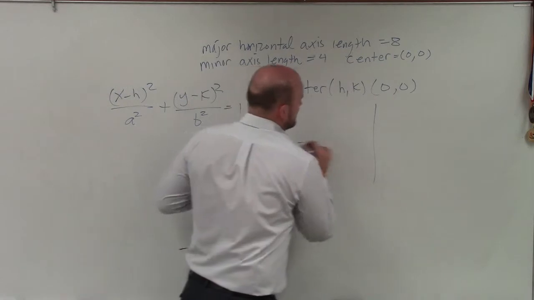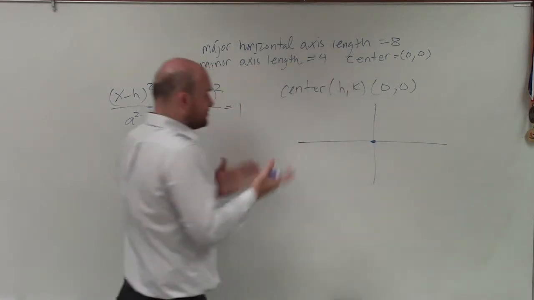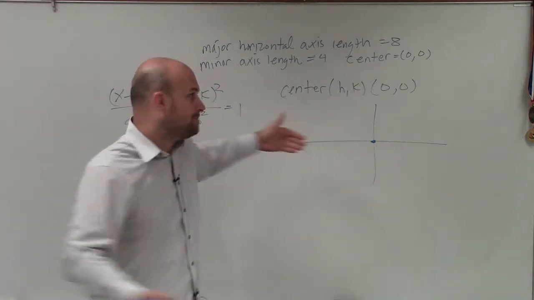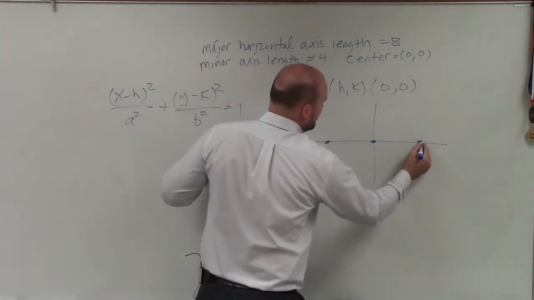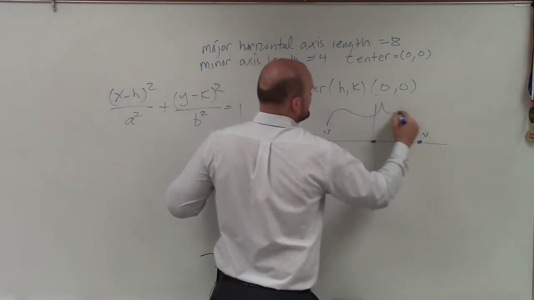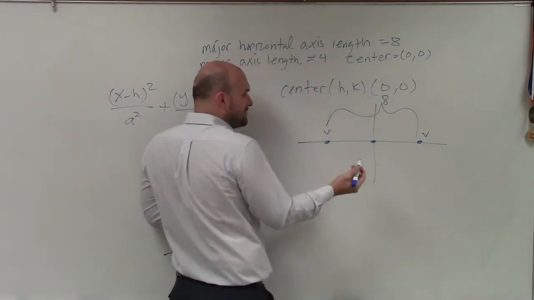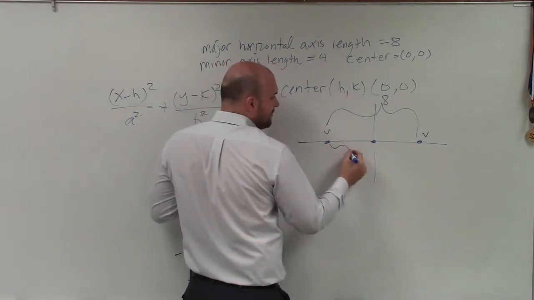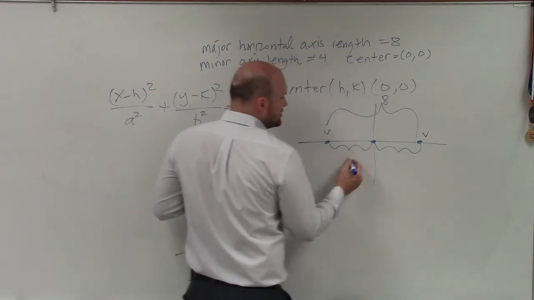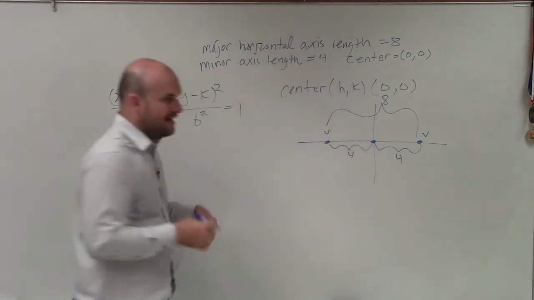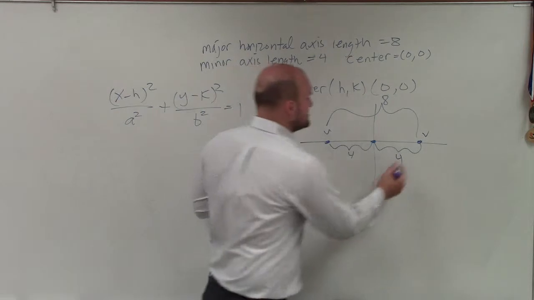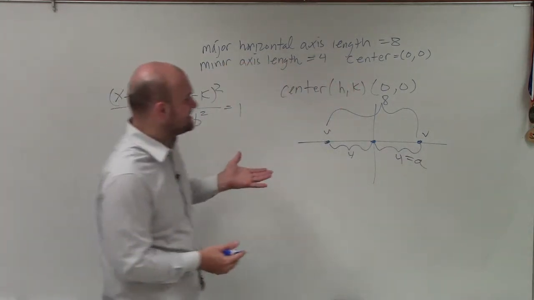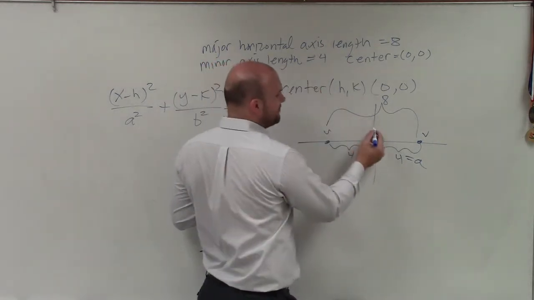And the other thing that's nice about this problem is, we know the center is at 0, 0. Now remember, the major axis length is 8. Well, that is from vertex to vertex, so this distance from here to here is 8. Remember that the center is equal distance to each vertex. So therefore, I can say the distance from each vertex to the center is 4 and 4. And remember, the distance from the center to the vertex is equal to a. And the last thing is, this says the minor axis is 4.